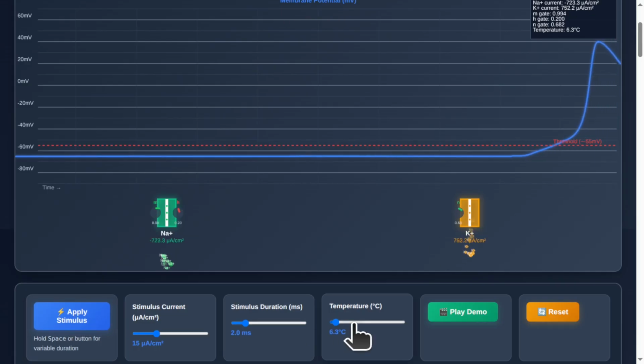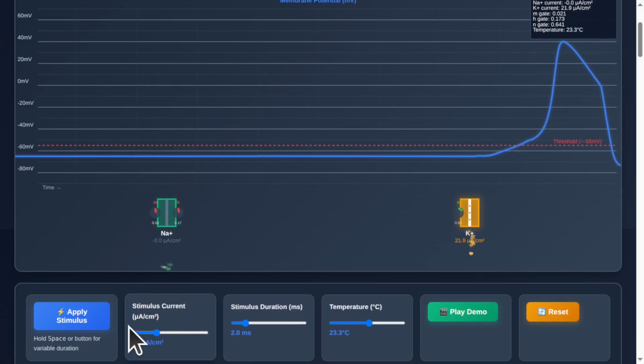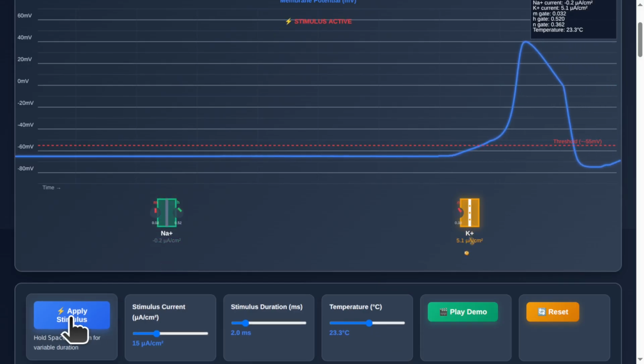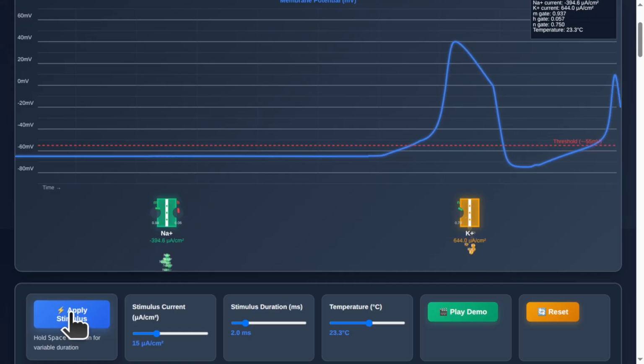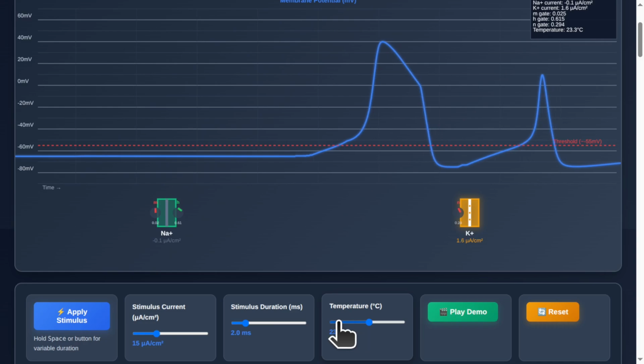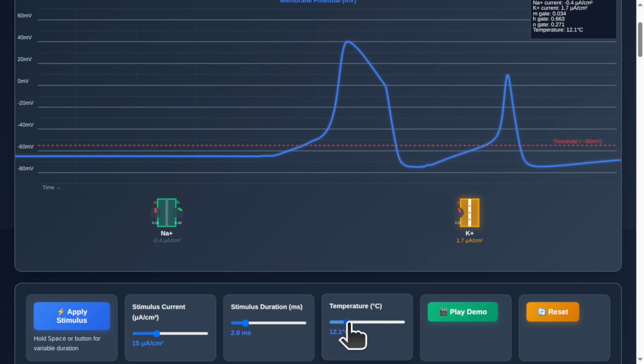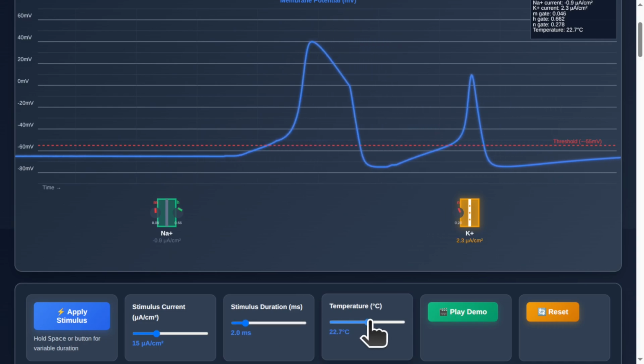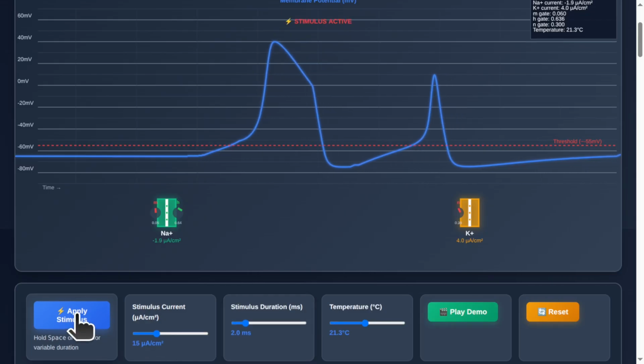Action potential, different temperature. Action potential. Here, this is different because of the temperature difference. And very nice. Let's keep it like room temperature.